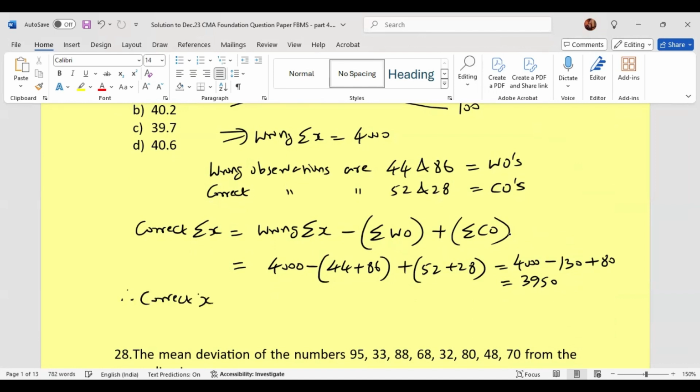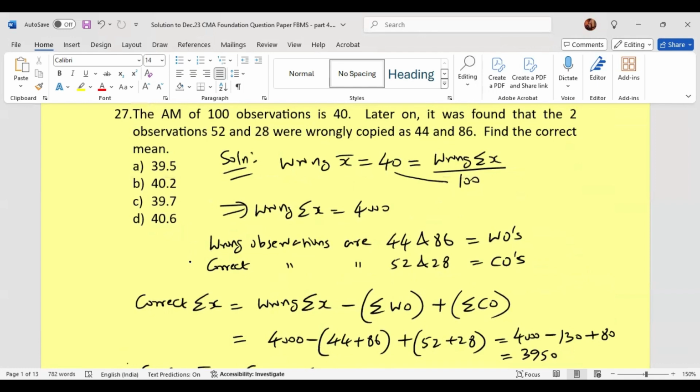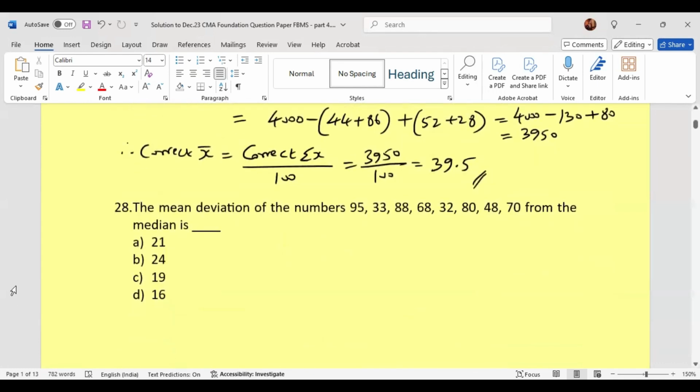So therefore, our correct arithmetic mean, correct x bar, will be correct sum x divided by the number of observations, which is 100. So it is 3950 divided by 100. We get 39.5 as the correct arithmetic mean. That is option A. Let us move on to the next question.